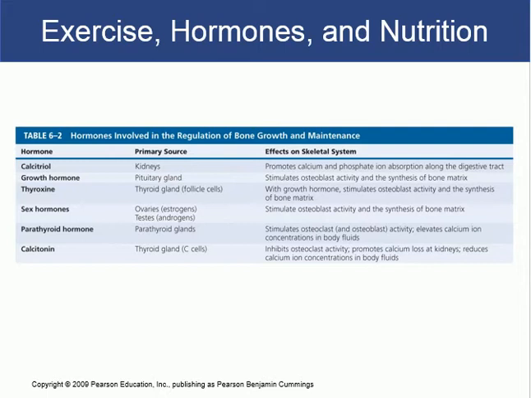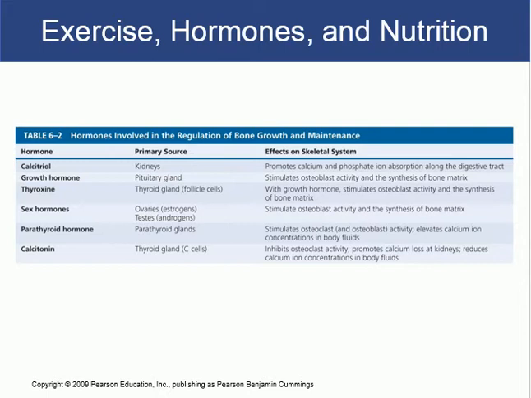These are all the factors compared. Just a comparison between them: calcitriol, where it is produced from, and what it does exactly. And just take it as a rule, anything that increases calcium will increase phosphate, anything that decreases calcium will decrease phosphate. Just take it as a rule. Like calcitriol increases calcium absorption, it will increase phosphorus absorption as well.